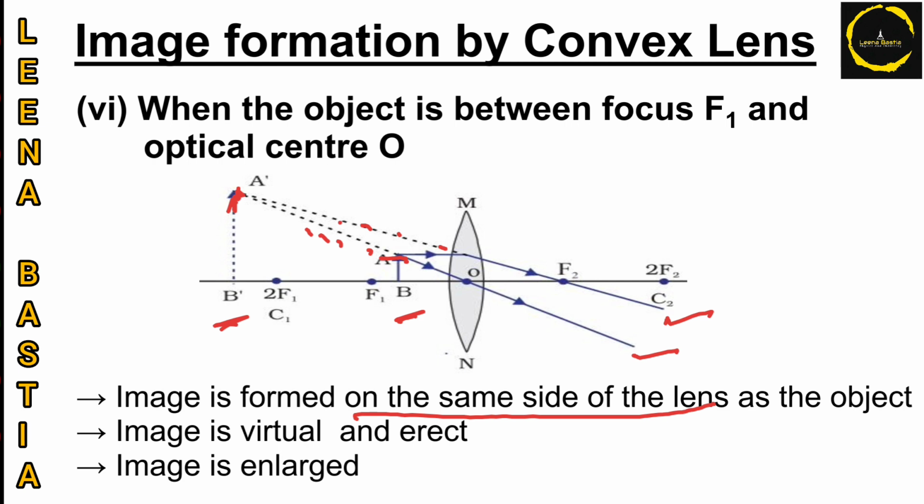So now we can conclude that it is virtual and erect, and because you can see also from your diagram that the image is enlarged. Okay, with this the cases of image formation by convex lens are over.